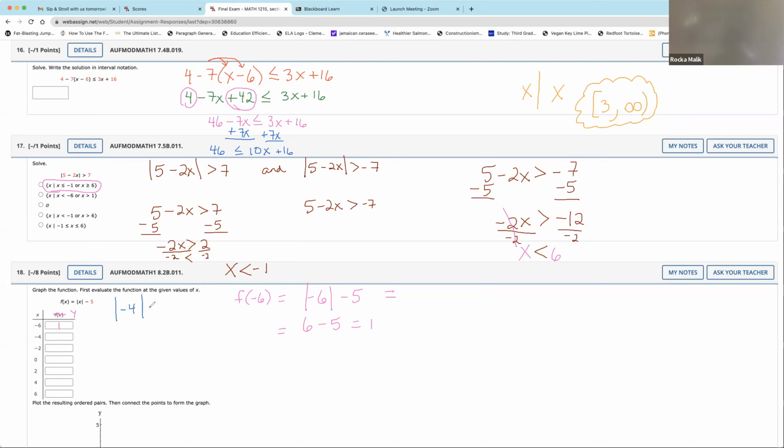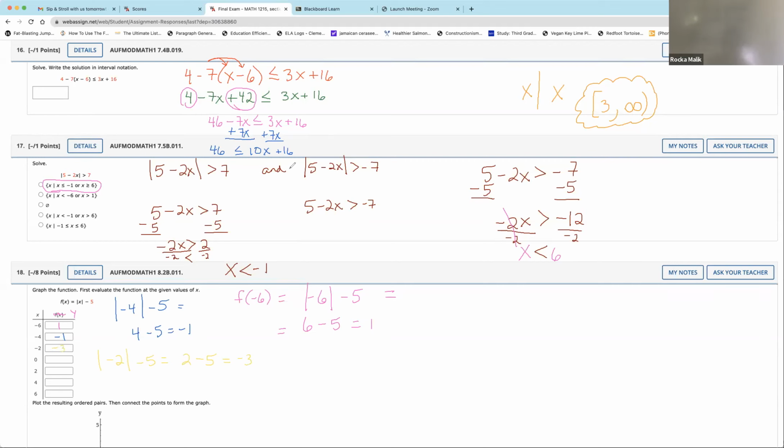-4, absolute value, minus 5 equals 4. You only care about the value. Minus 5 equals -1. Put -2 in there for x. Absolute value of -2, this yellow stuff, minus 5 equals 2, because I care about the value only. Minus 5 equals -3.